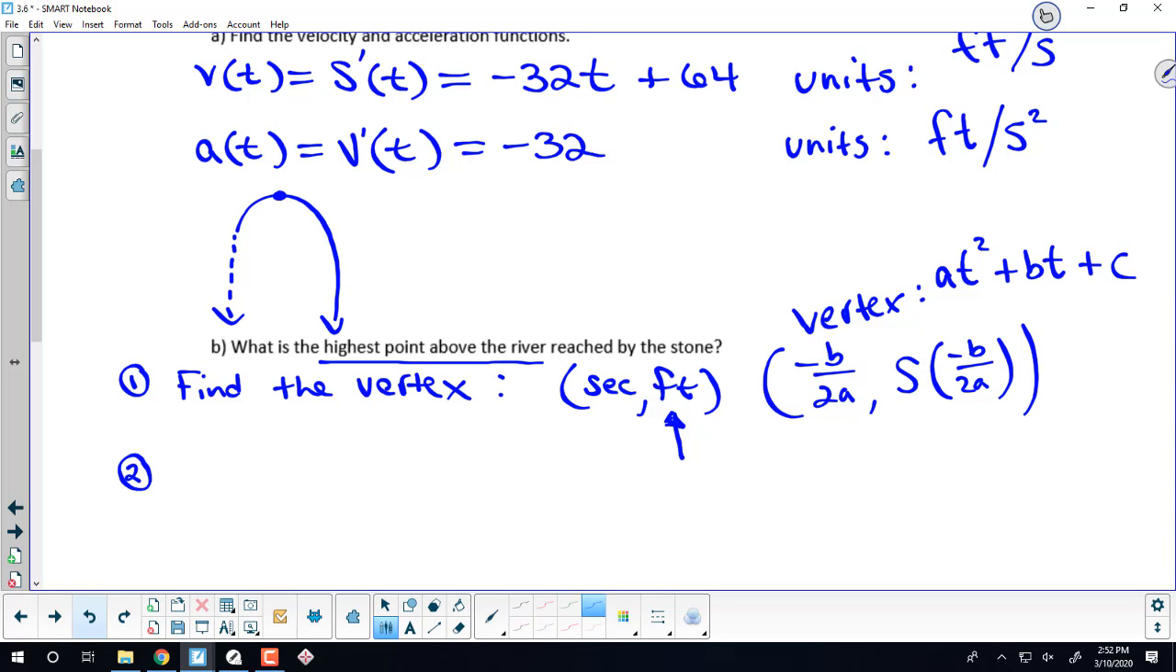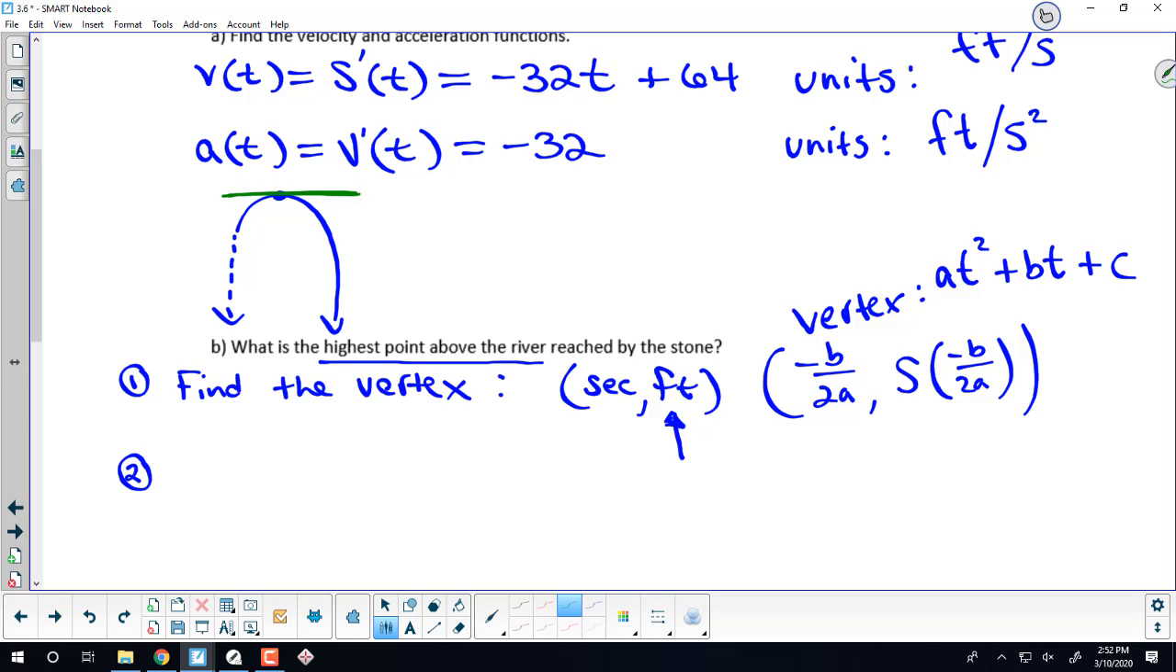Okay, so we could find the vertex. What else could we do? You can set the velocity to 0, because then it's not moving. Right, yeah, exactly. What's the slope of the tangent line here at the highest point?